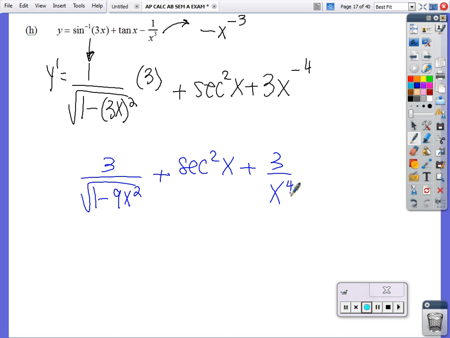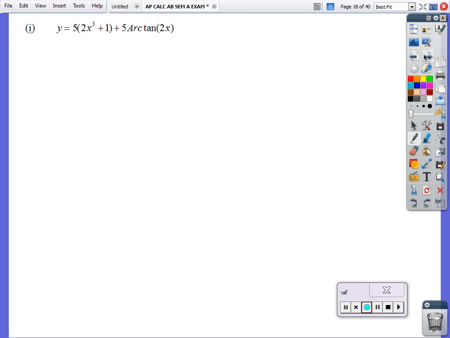And if this was multiple choice, that actually would be the answer. You probably would not have to get a common denominator. And letter I. So in this case, I have 2 terms. The derivative of the first, I'm just going to put the 5 on the outside. And because that was a constant multiple, I get to just do that. I don't have to do the product rule. The derivative of the inside term would be 6x squared.